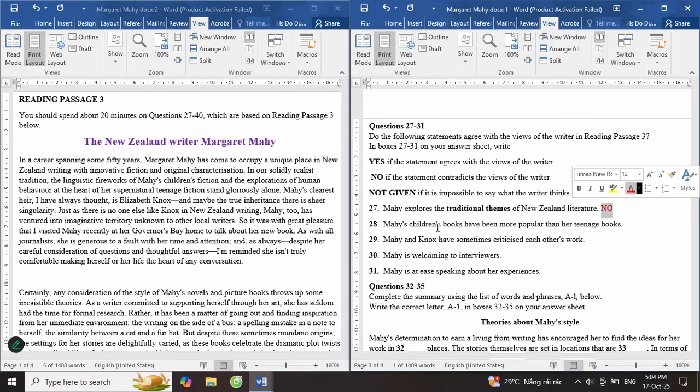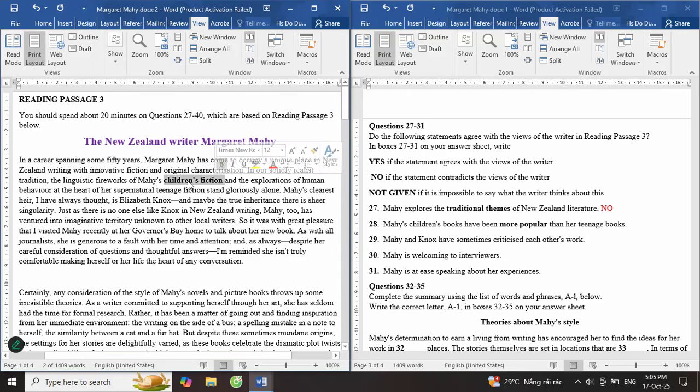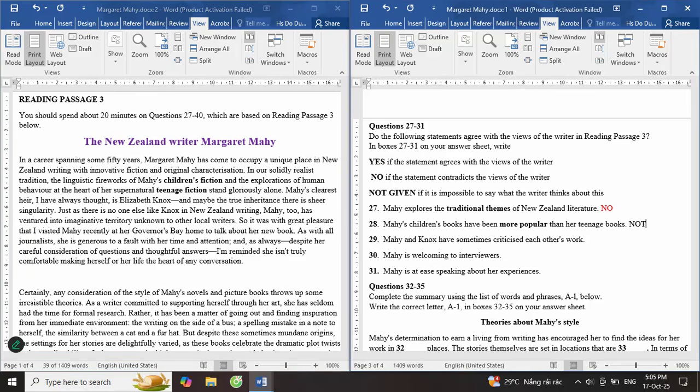Let's see, can we work with the next question? Mahy's children's books have been more popular than her teenage books. More popular, so there's a comparison here that I don't think I see anywhere. Yes, they do mention children's fiction, and they do talk about teenage fiction. But if you read carefully again, there's no comparison. So this one must be not given.